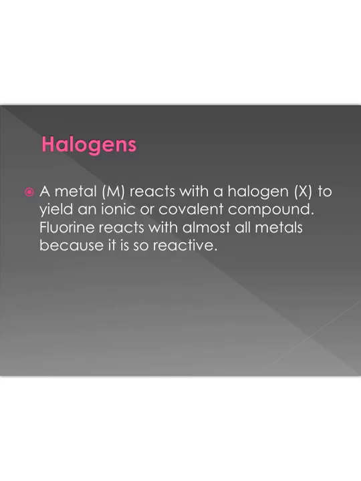So if we take a metal that we're going to represent with M and react it with a halogen, that's group 7A, which we're going to represent with an X, we can make an ionic or covalent compound, so usually an ionic compound. Fluorine is the most reactive halogen and reacts with almost all metals.